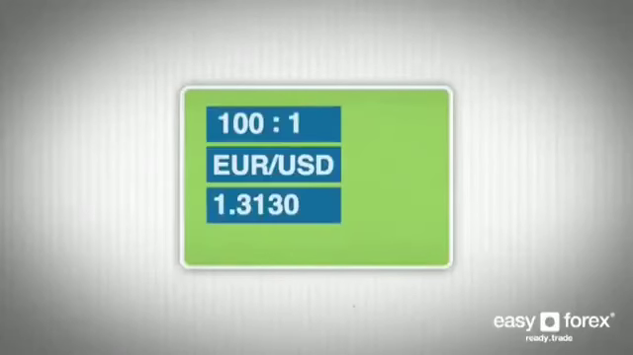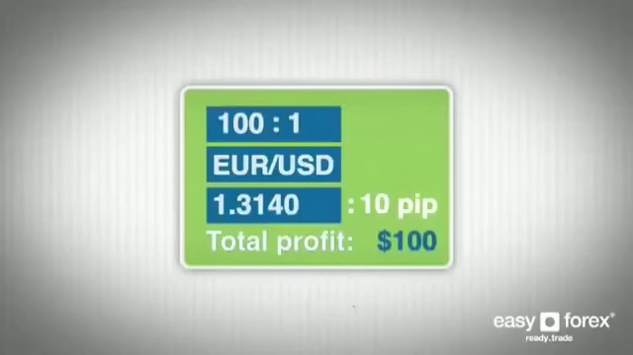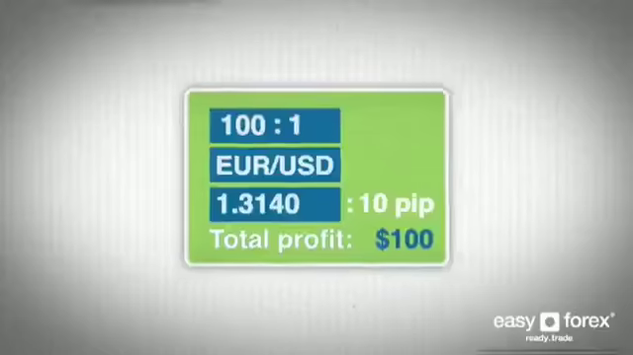The euro-US dollar rate then moves up to 1.3140 and you decide to close your deal, making a 10 pip profit. Using the pip formula from the What is a Pip video, you can calculate that your total profit is $100. If you had not traded with leverage, you would have only made a $1 profit.